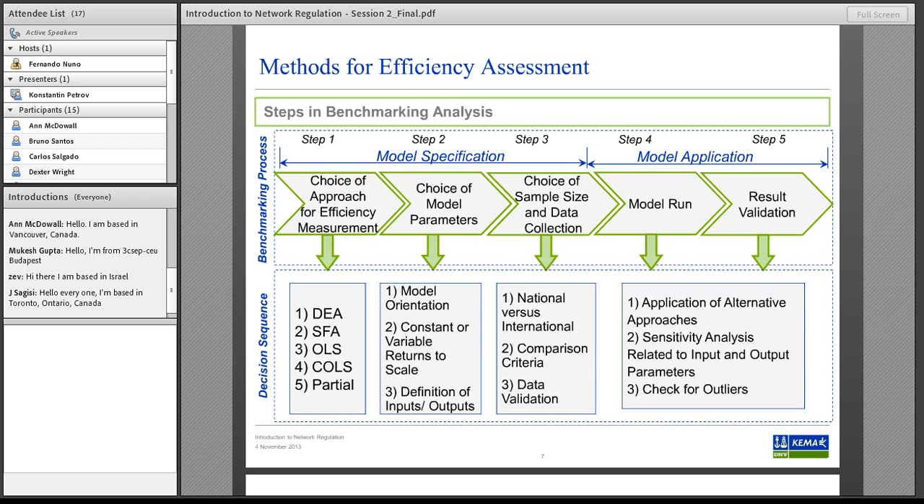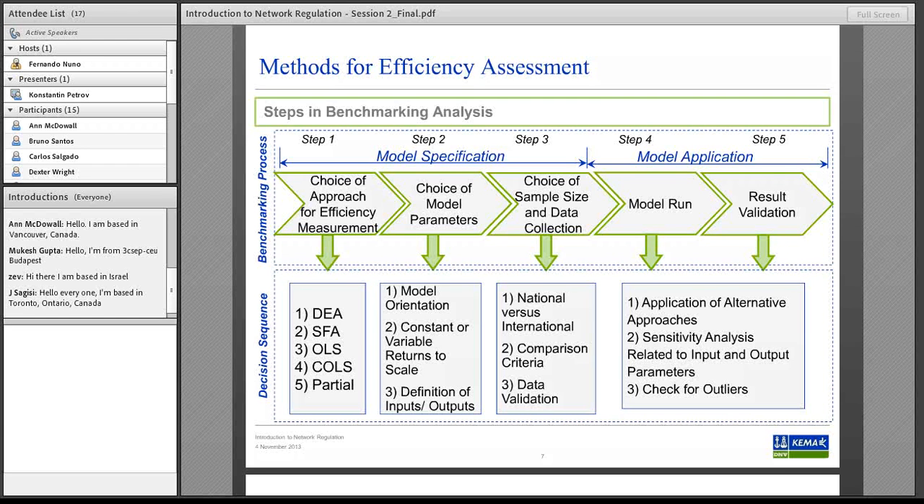We can have an increasing return to scale, which means that with an increase of inputs, we get an over-proportional increase of the outputs, more than the change of the input. Or we can have the so-called decreasing return to scale, which is the opposite effect. We have an under-proportional increase of the output if we change the input.